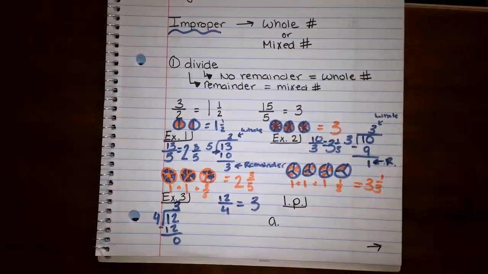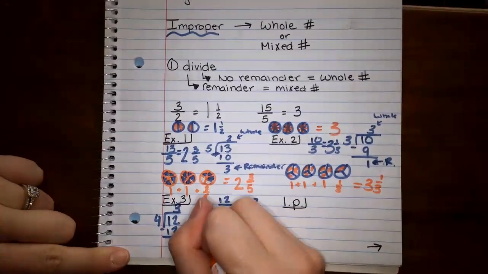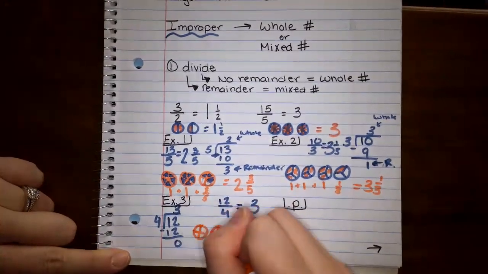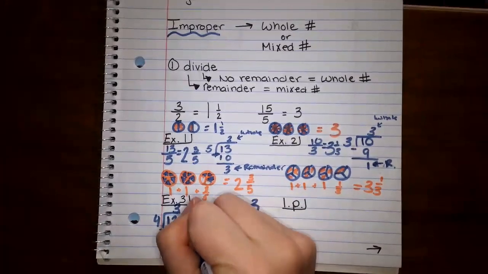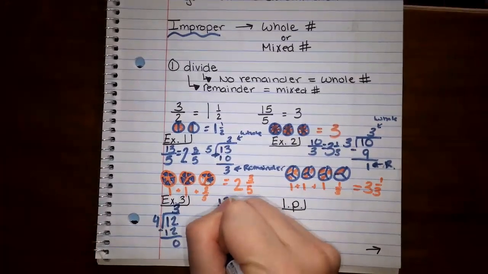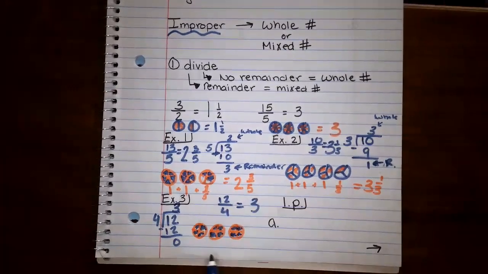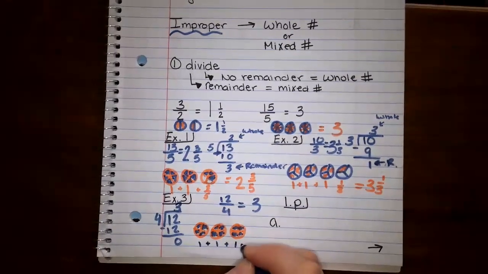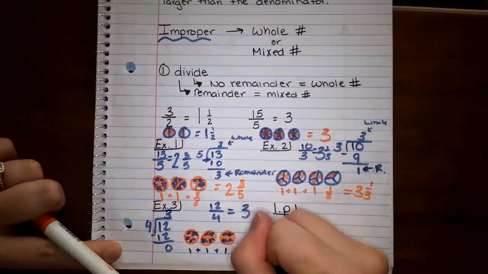Now, if I show a picture of that, I'm going to draw circles that are divided into 4 parts. Divide them into 4 parts. Now I need to color in 12 of my parts. 1, 2, 3, 4, 5, 6, 7, 8, 9, 10, 11, 12. 1, 2, and 3 wholes. Add them together, I get 3. Whoa, I get 3.